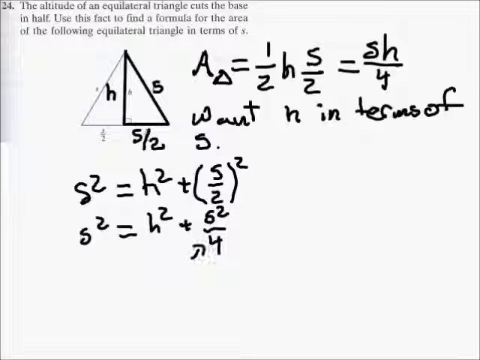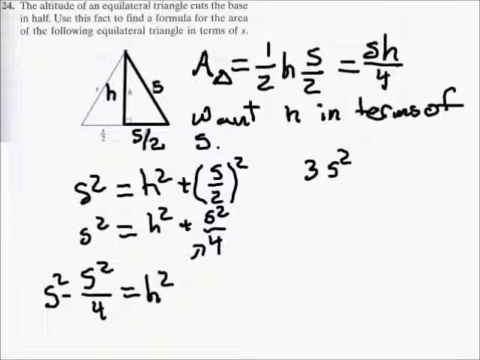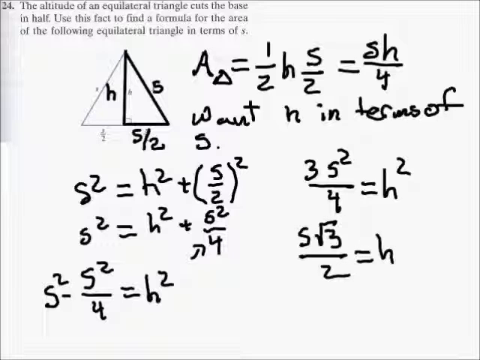Subtract this from both sides, so we'll have S squared minus S squared over 4 is equal to H squared. This is 4 over 4 S squared, so we're left with 3 S squared over 4 is equal to H squared. Finally, we're going to take a square root, so we'll have S square root of 3 over 2 is H.